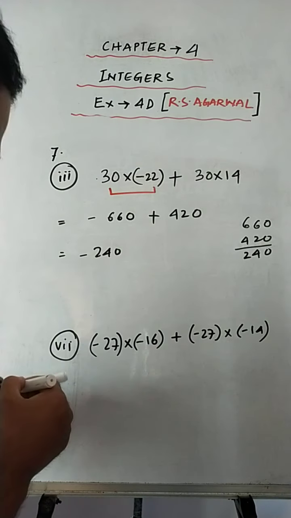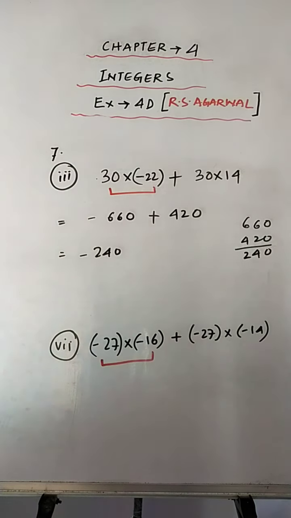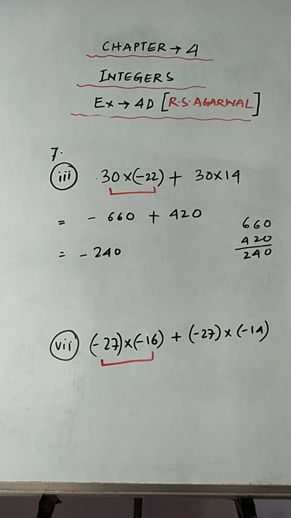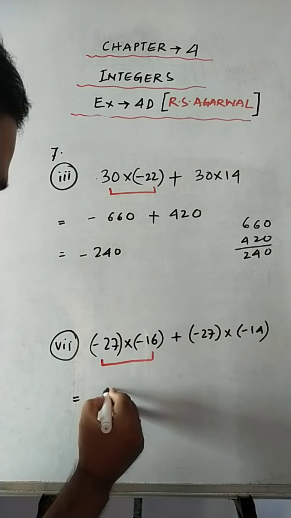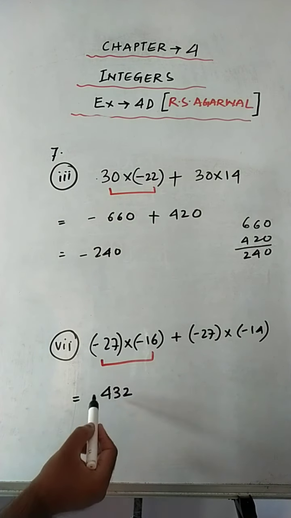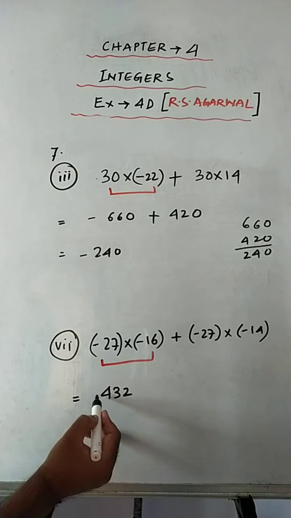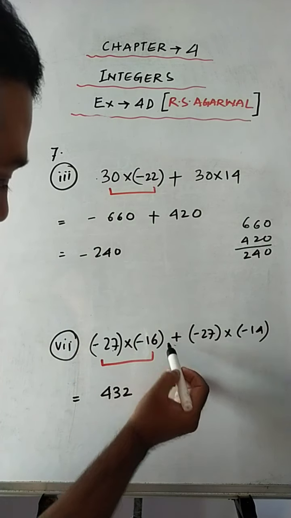In the same way, we first multiply these two numbers, that is minus 27 into minus 16. Just a minute, students. So 27 into 16 would be what? 432. And why 432? Because minus into minus is plus, isn't it? So I'm not putting a minus sign here. 27 into 16 is 432. Now we'll put this plus sign here.